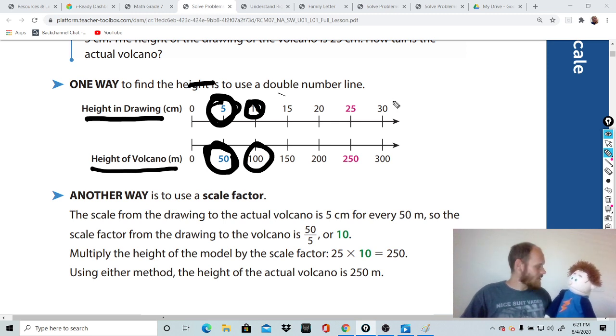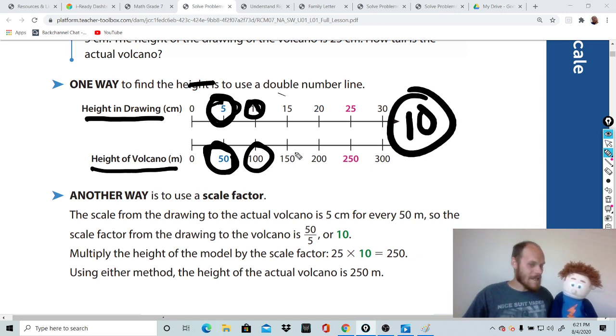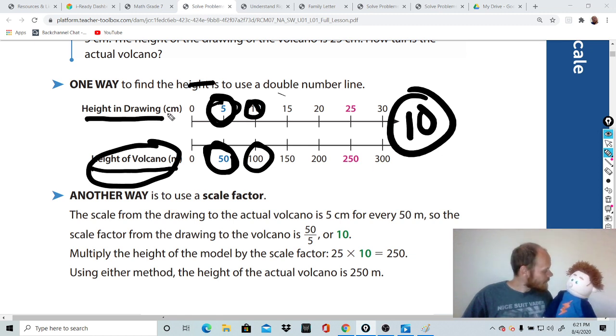What are you doing? I don't know. 50 divided by 5 is 10. So there's a scale factor here of 10. That means the height of my volcano is 10 times the height of my drawing. You with me so far?